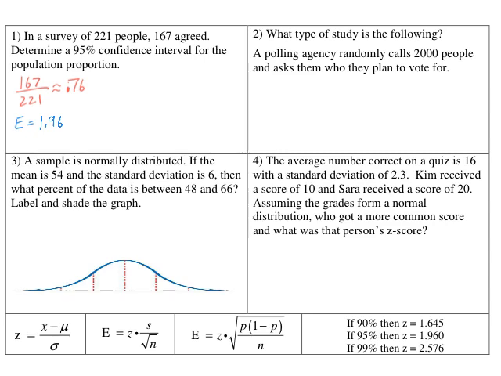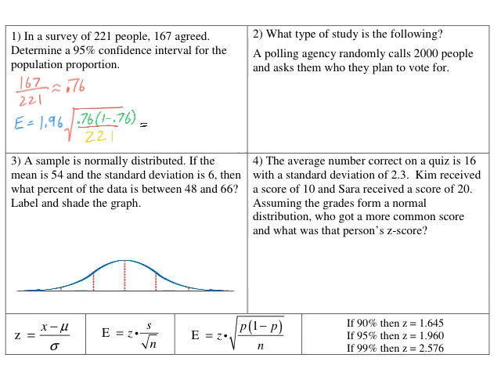Then I have a big square root with a fraction inside. Next, I have these two pieces. I need the sample proportion, which is 0.76, and 1 minus the sample proportion. So that would be 0.76 times 1 minus 0.76. And then we divide by n, the sample size, which is 221. Now, when we crunch this, what do we get here?